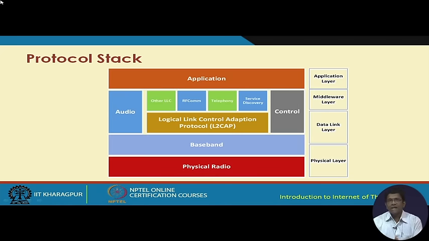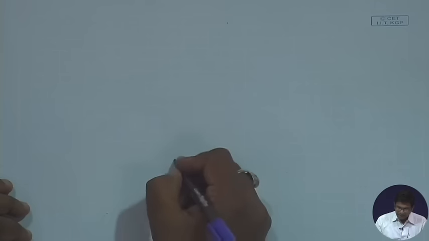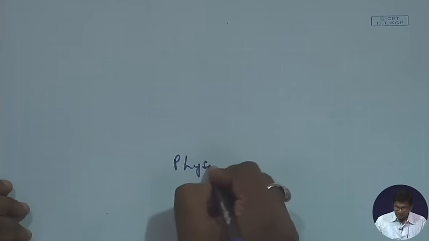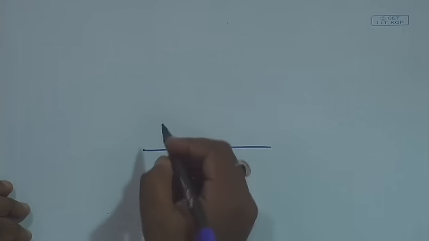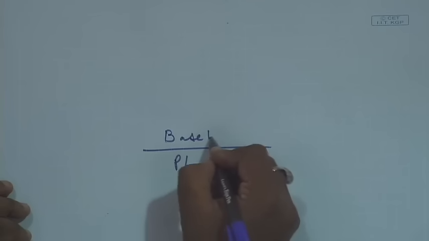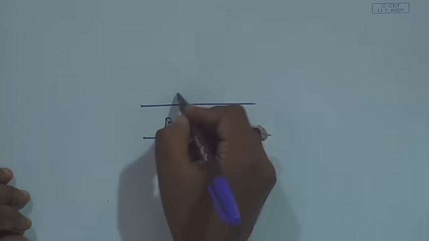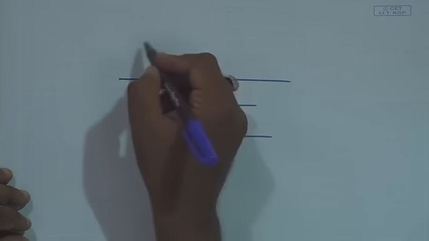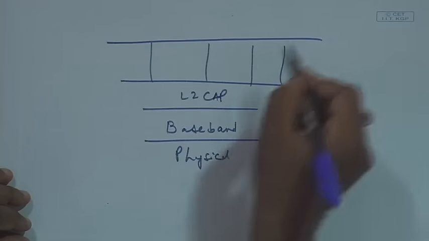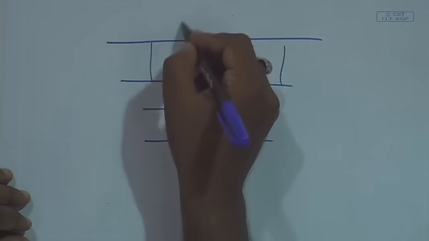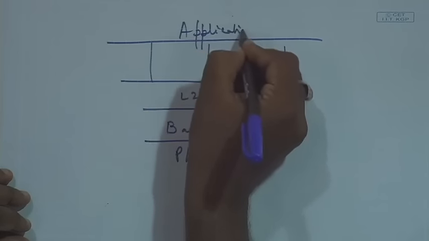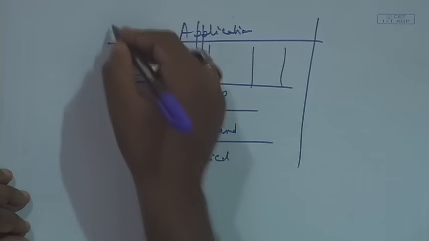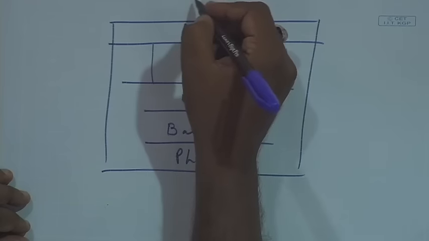So this is the protocol stack that I was talking to you about earlier. We have the physical layer, then the baseband layer, then the L2CAP, and then some other layers and corresponding protocols supported in the top layers, and then the application layer. So these are the different layers in Bluetooth.